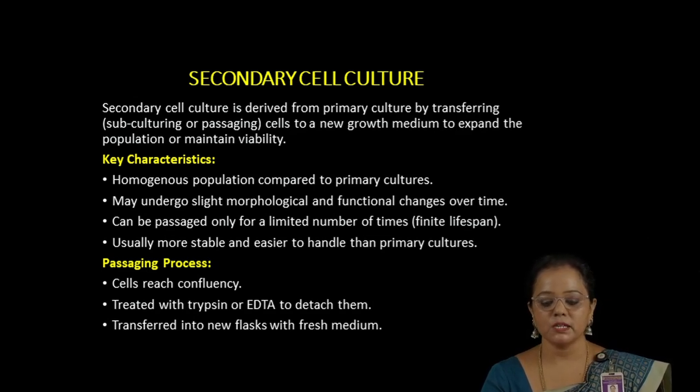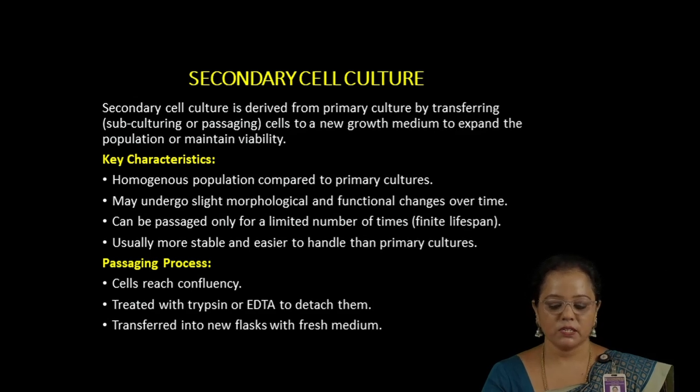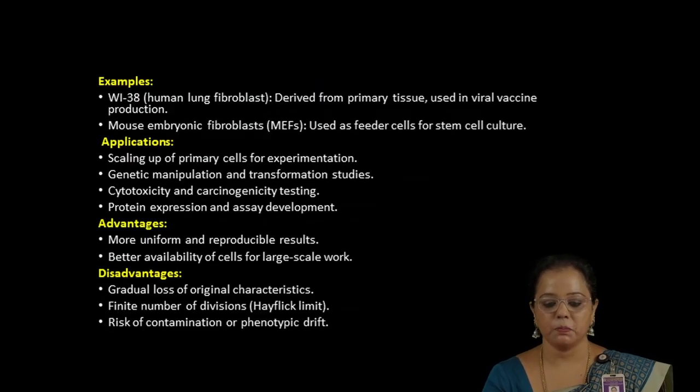It can be passaged only a limited number of times, so it has a very finite lifespan. It is usually more stable and easier to handle than primary cultures. So the passaging process involves cells reaching confluency. For removal, we should use trypsin or EDTA so that the cells get detached, and then we have to transfer them to a fresh flask with fresh medium.